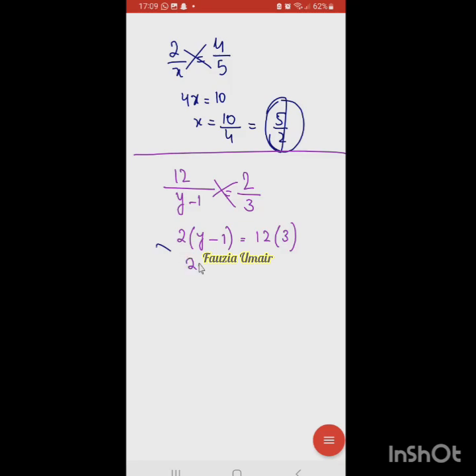So this is 2y minus 2 is equal to 12 times 3, which is 36. Now take this minus 2 on the other side of the equation. So it is 2y is equal to 36 plus 2. So 2y is equal to 38. Divide both sides by the coefficient 2. So y is equal to 19. Right? Is it fine? Is it clear?